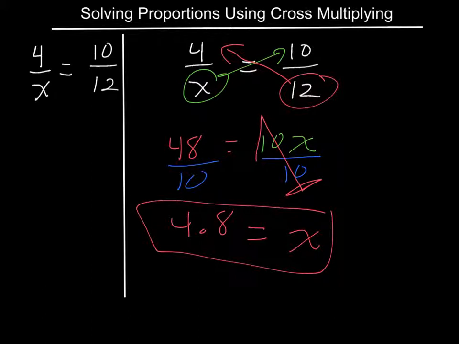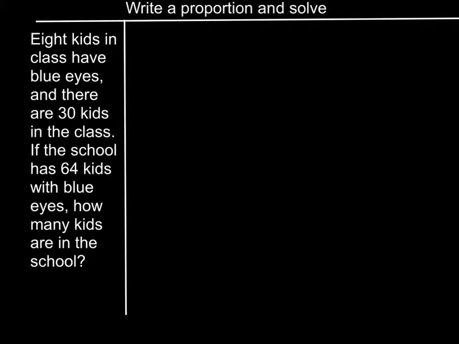So we just did a couple of different ways of solving these proportions. When the problems are simple, you can use a number you can multiply or divide by. As they get a little bit more complex, you might want to use the cross multiplication. All right, and the last thing is setting up a proportion. So here we have a word problem. We have 8 kids in class have blue eyes, and there are 30 kids in the class. If the school has 64 kids with blue eyes, how many kids are in the school?